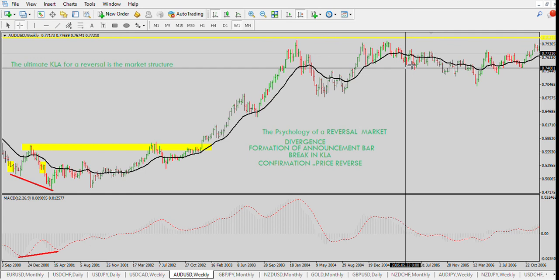Now, I want you to do this as an assignment. Having watched the psychology of a trend market and the psychology of a reversal market, write or draw a chart on a blank sheet of paper indicating everything that you understand in this particular class.